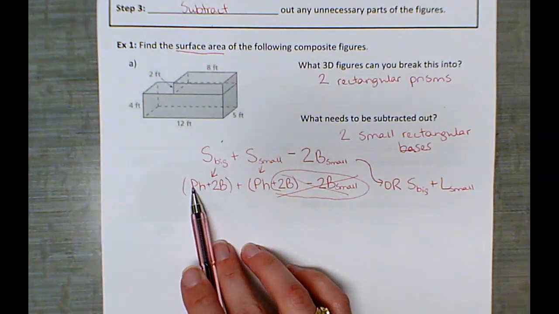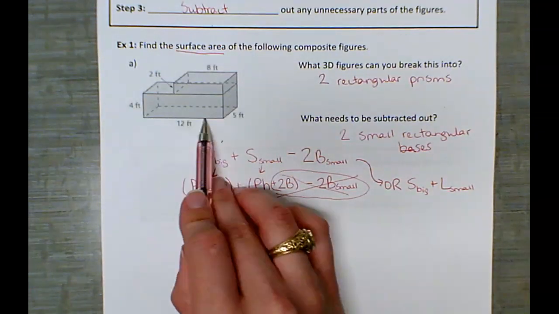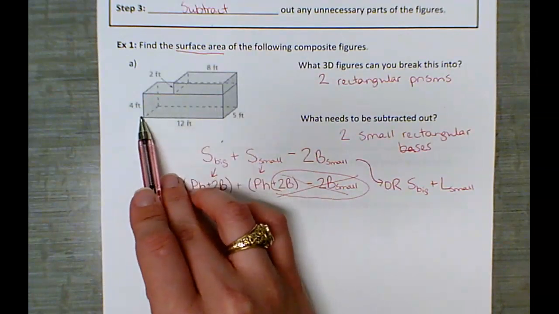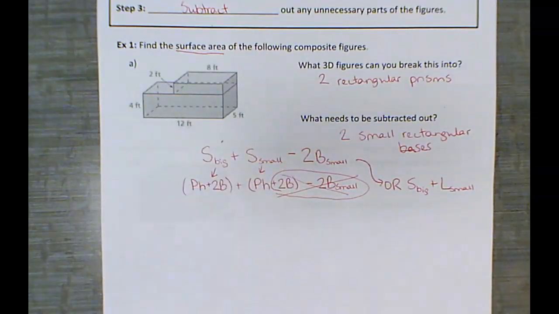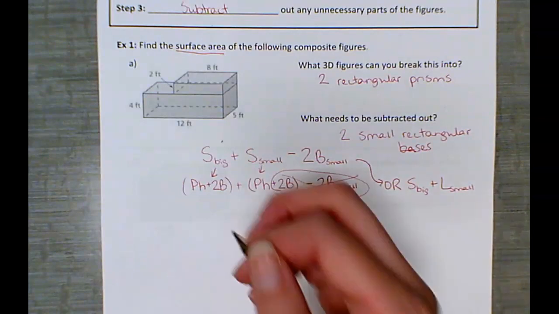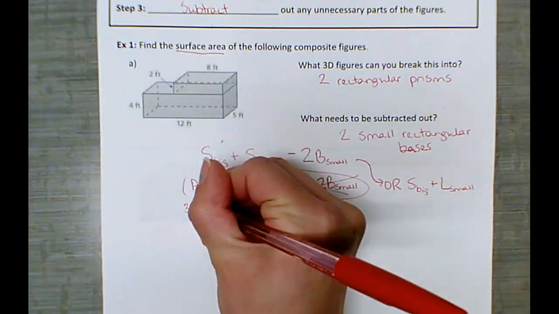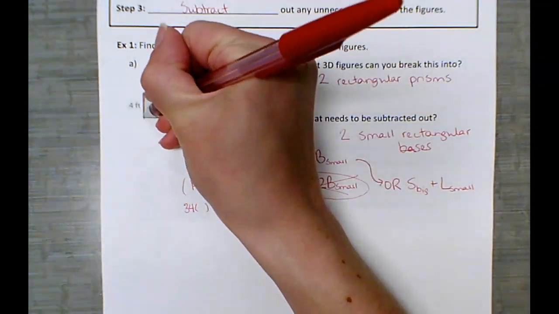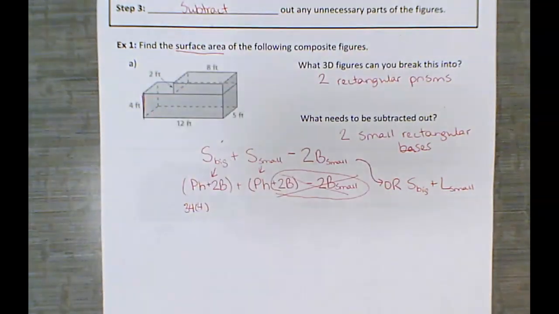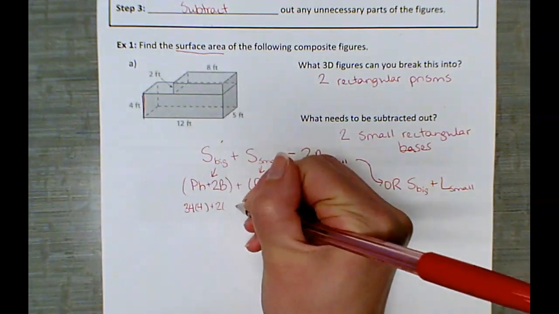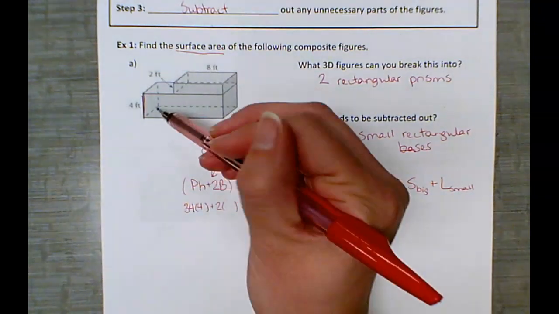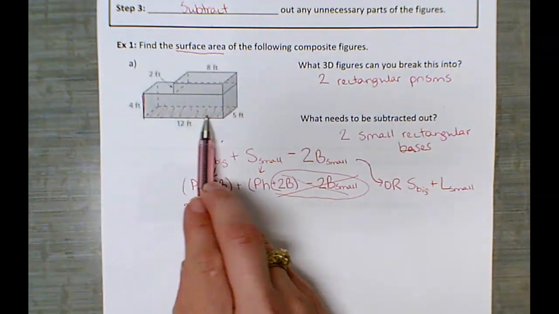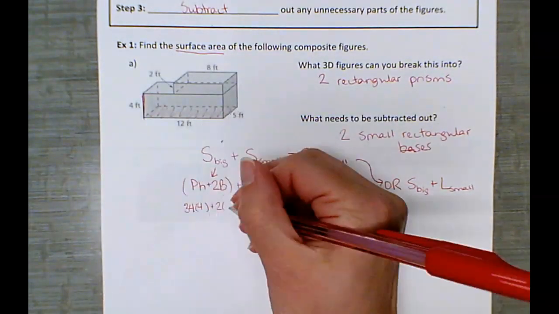I need the perimeter of the big base, so that's 12 plus 5, which is 17, and then plus another 12 plus 5, so another 17. When I add those together, I get 34, times the height of the large prism. Well, the height of the large prism is 4 feet. Plus 2 times the area of the big base. Well, the area of this big base down here is base times height, so 12 times 5, which is 60.